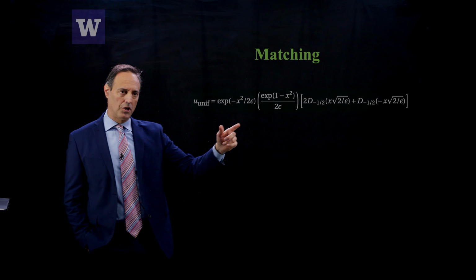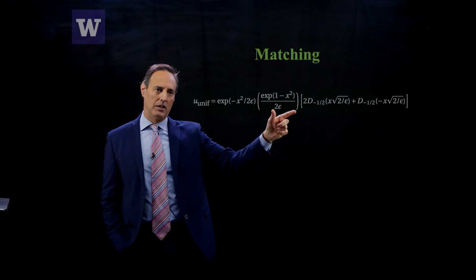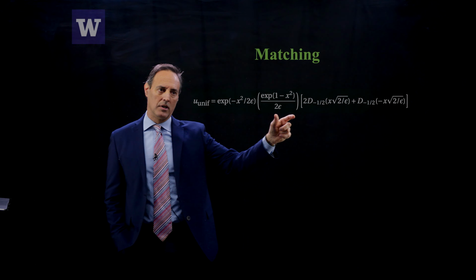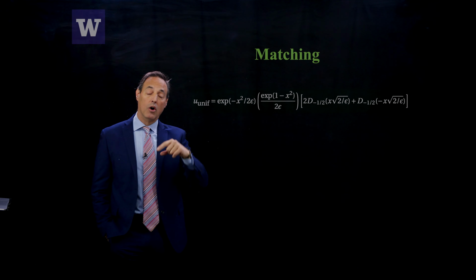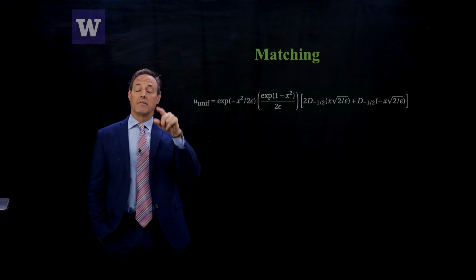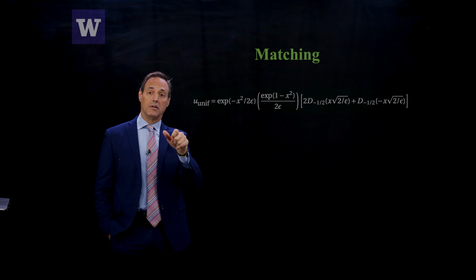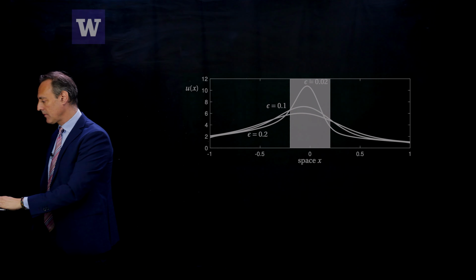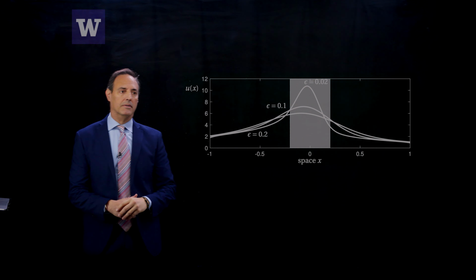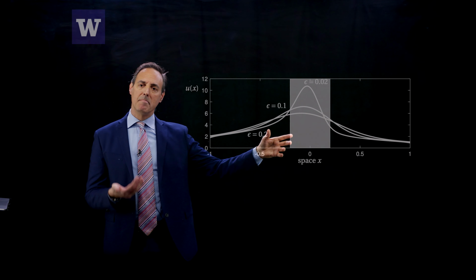So your solution is you get this e to the minus x squared over 2 epsilon, e to the 1 minus x squared over 2 epsilon, and then you get these parabolic cylinder functions that are there as well, which actually specify what happens with the boundary layer near x equals 0. It's an internal boundary layer. So let me just plot this for you. So this is what the solution looks like. Your boundary layer happened in the middle of the domain.